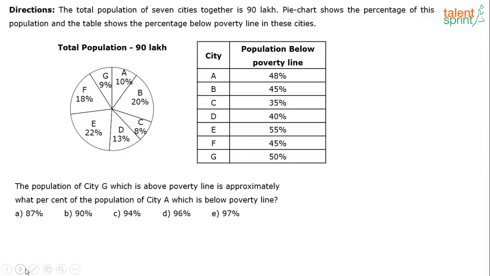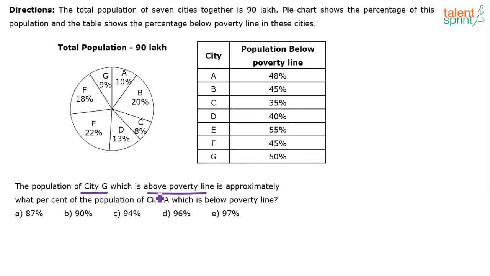Simple one again. Next question. Try this quickly. The population of G, which is above poverty line, is approximately what percent of population of A, which is below poverty line? This time it is in the percentage format. A is what percent of B? A by B into 100. X is what percent of Y? X by Y into 100.